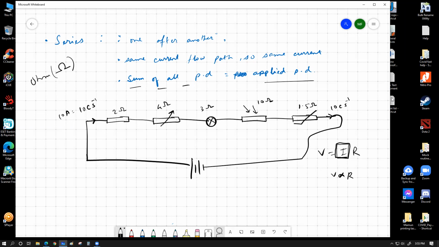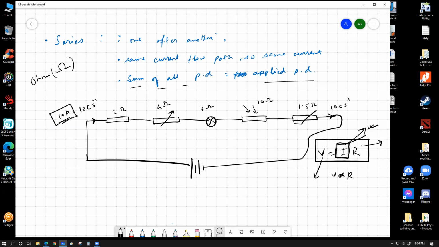Now, if 10 ampere current flows through this branch, we can calculate the individual voltage drop of all of these components, because you can see over here, V equals IR. To calculate V, all you need is the value of I and the value of R. You know that the I for each of these components is the same. 10 ampere current is flowing through each of them. So the I is known for everyone. All that is different is their resistance value.